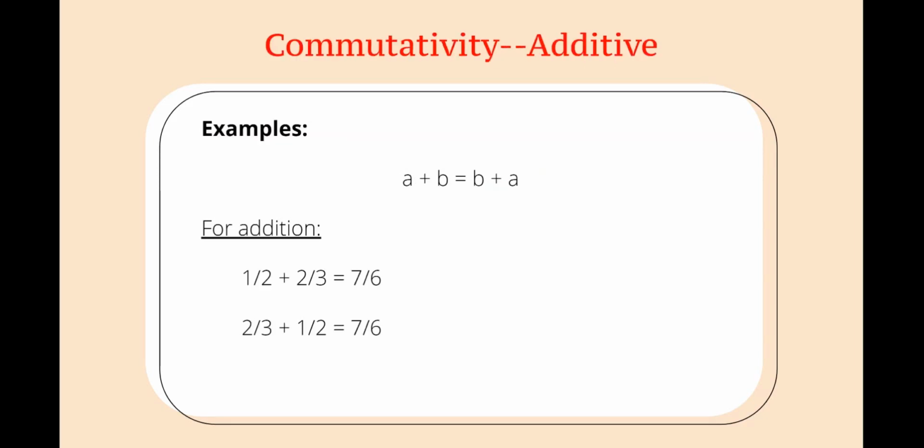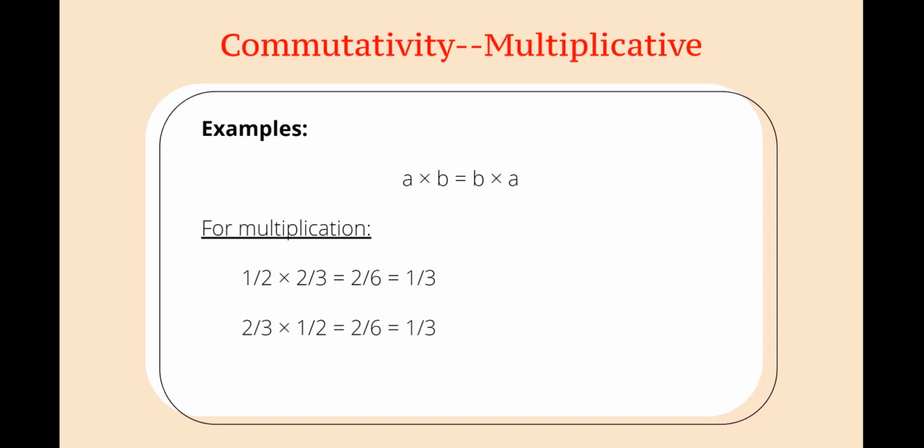Here's an example for addition. 1/2 plus 2/3 is equal to 7/6, and 2/3 plus 1/2 is equal to 7/6. So both sides are equal and addition is commutative. For multiplication, here's another example. 1/2 times 2/3 equals 2/6, which reduces to 1/3. 2/3 times 1/2 is equal to 2/6, which reduces to 1/3. So both sides are equal and multiplication is commutative.